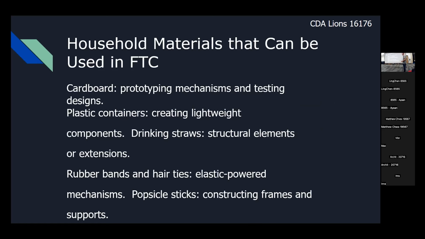These are just some household materials that we have used in FTC over the years. We've used cardboard for prototyping, plastic containers, just lightweight things, straws, which we use for prototyping, rubber bands and hair ties, which we used for pulleys and mechanisms like that. And we use some popsicle sticks for frames and supports of prototypes.